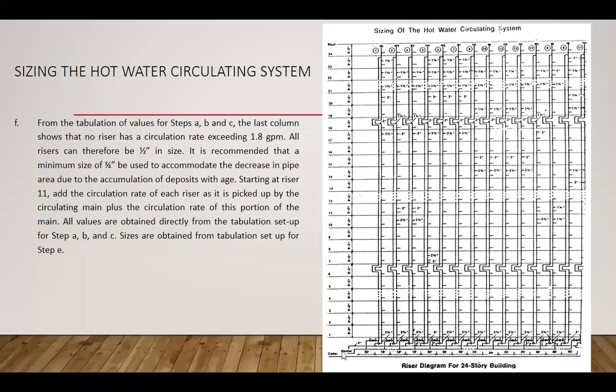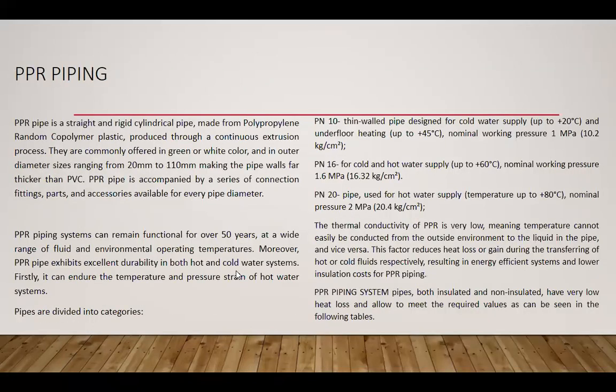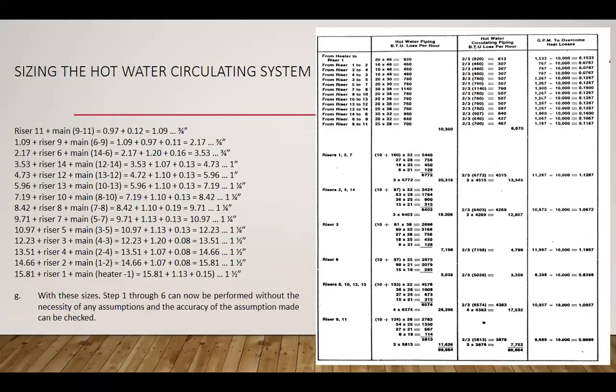So, andito yung heater mo, tsaka yung pump, nandyan din. Yan. So, now, with these sizes, step 1 to 6. Now, with these sizes, step A to F can be performed without the necessity of any assumption, and the accuracy of assumptions made can be checked. So, using the sizes, balik kita na.